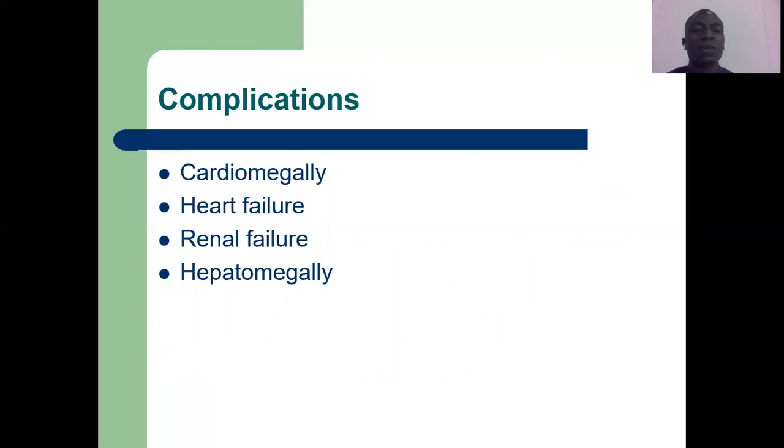Complications of anemia: we have cardiomegaly, that's enlargement of the heart, because the heart is struggling to pump blood, so it's going to lead to an increase in the size of the heart. There's heart failure, there's renal failure, there's also hepatomegaly, that's enlargement of the liver.